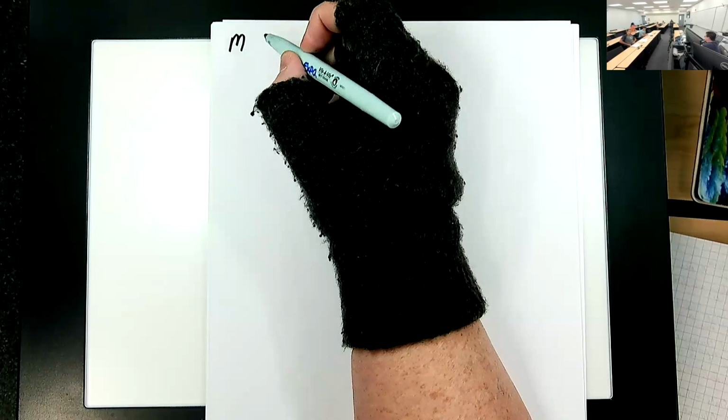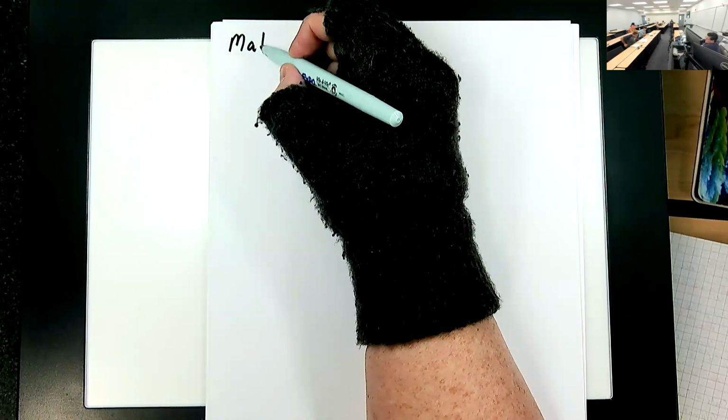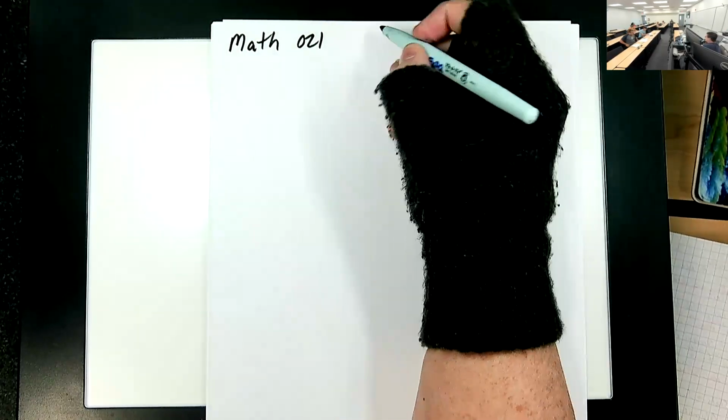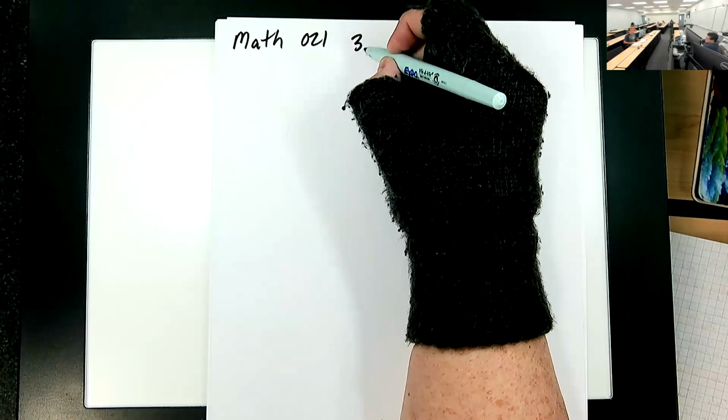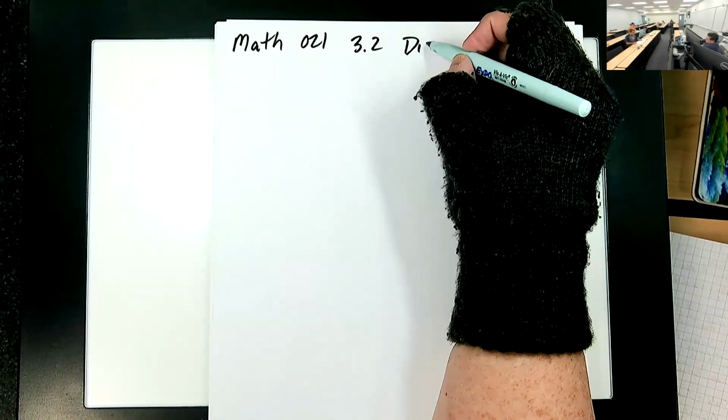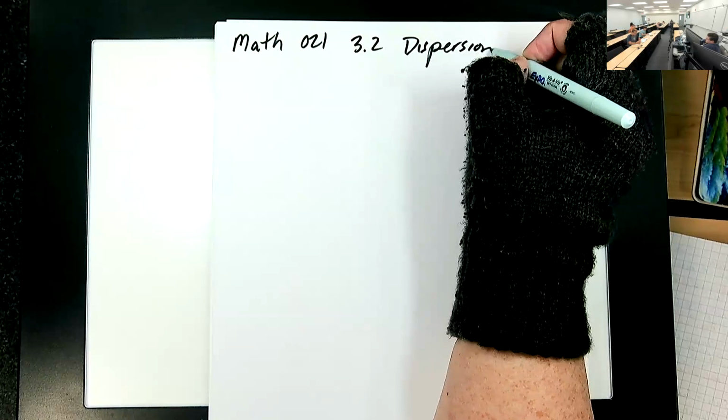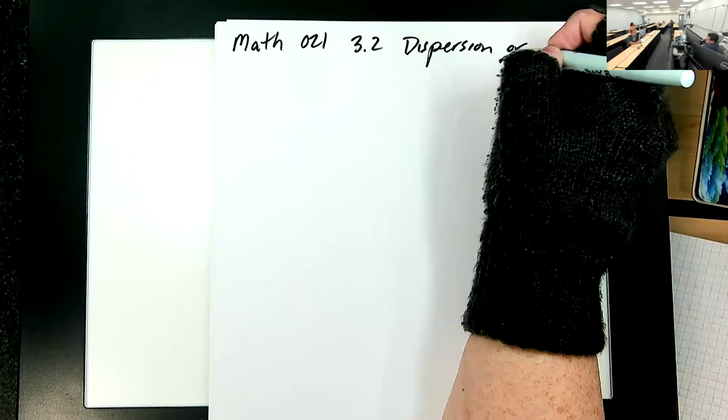All right, let's continue on. We just got done doing 3.1 in part A of this video sequence for today. Right now, we're going to do 3.2, which was the promised dispersion. Or another word for it is deviation.